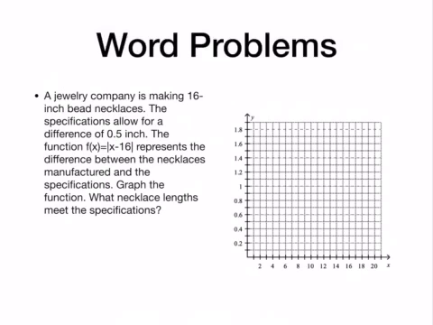A jewelry company is making 16-inch bead necklaces. The specification allows for a difference of 0.5 inch. The function f of x equals the absolute value of x minus 16 represents the difference between the necklaces manufactured and the specifications. Graph the function. What necklace lengths meet the specification?